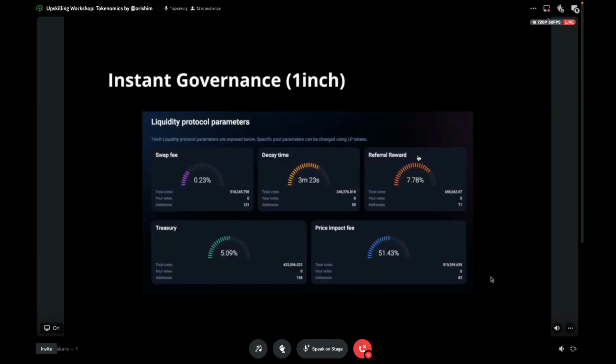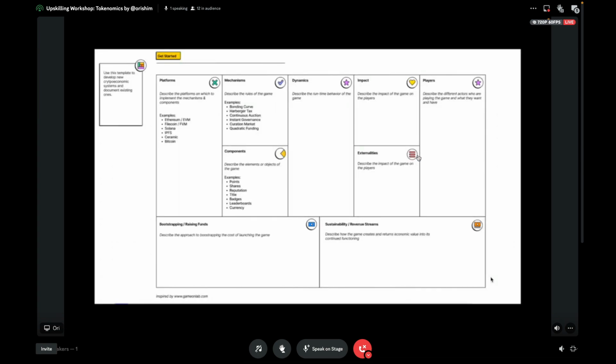Now I'll finish off with something that's very much a work in progress that I've been working on, amongst other materials that I'm hoping to put out, which is a mechanism design canvas. So this is modeled off of the business model canvas, and someone turned the business model canvas, I think 10 years ago, into a game design canvas, basically for video games and things like that. And then I took that and I'm trying to apply it to cryptoeconomic games.